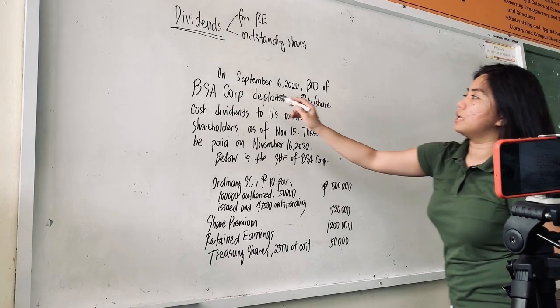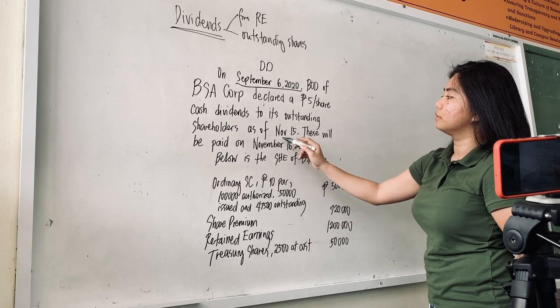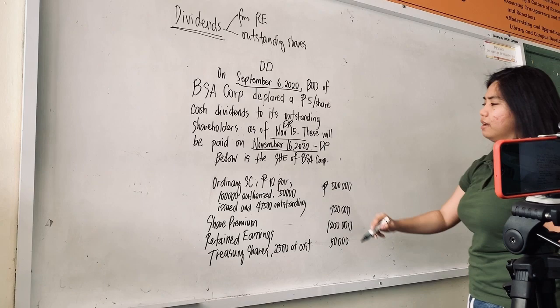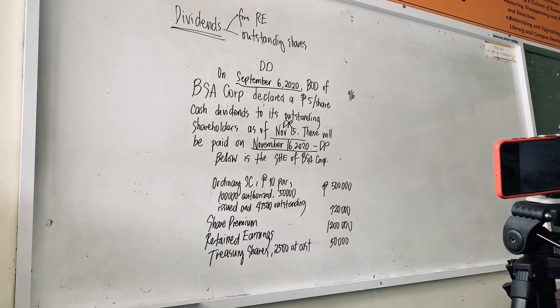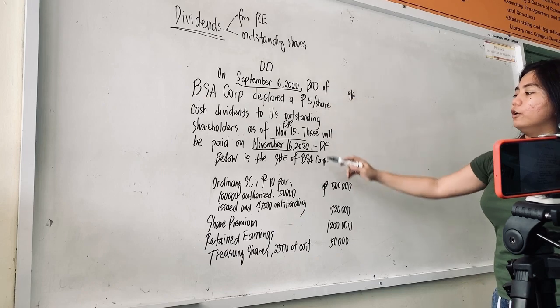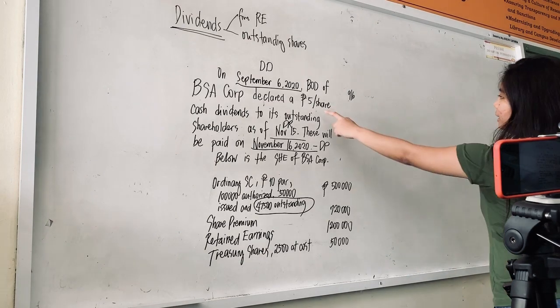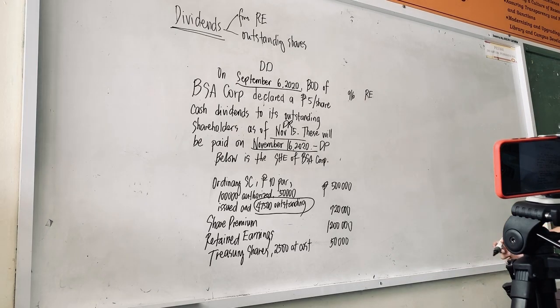Okay. So September 6 here is what we call the date of declaration. When is the date of record? So the date of record is on November 15. And the date of payment is November 16. Okay? So what should be the entry on September 6? On September 6, how many shares are entitled to receive dividends? We have outstanding shares of 47,500. So, 47,500 multiplied by 5 peso per share. The amount of retained earnings that should be debited is how much?